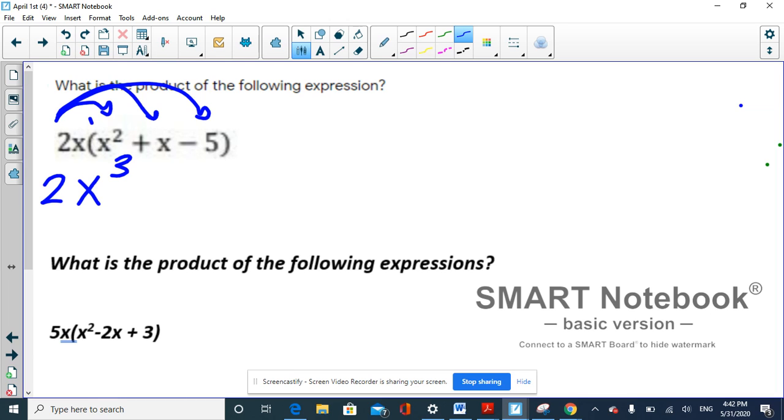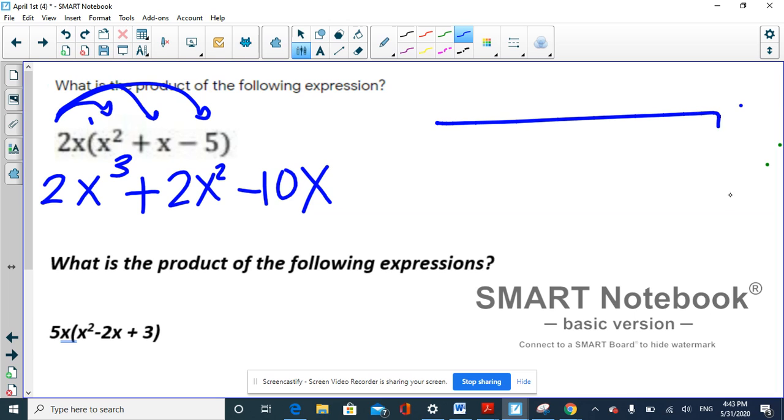Remember, when we multiply, we add the powers. Plus 2x times x, 2x squared. 2x times negative 5, 2 times negative 5, negative 10x. Don't forget the x. Okay?